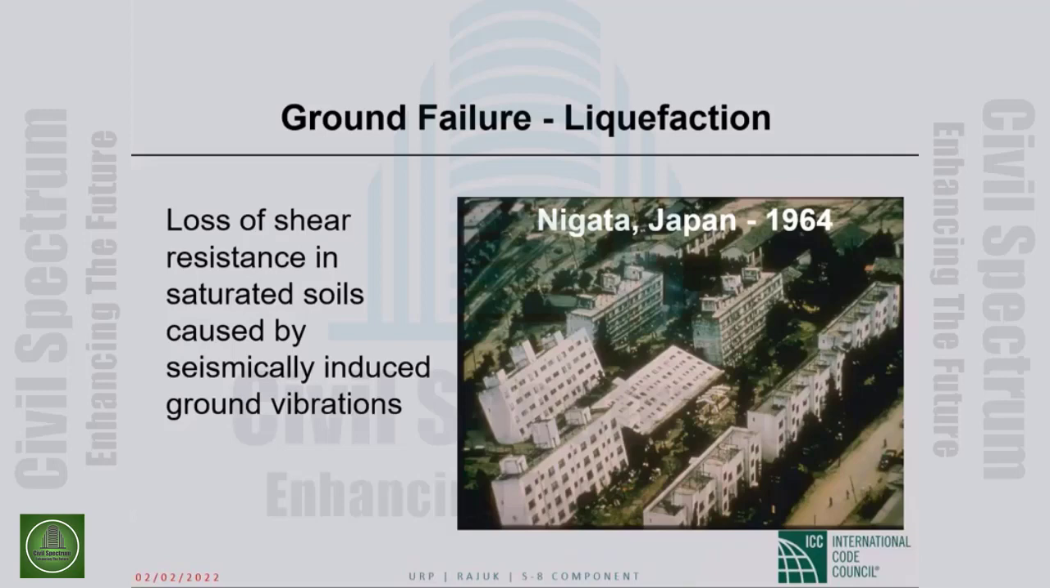This happened in a big way in Niigata, Japan, 1964. I have seen a number of instances of this after the Bhuj earthquake in India. That was 2001, something like that, 2003. I don't remember the exact date. So on a number of occasions I did see exactly that, piles pulling out because of liquefaction.